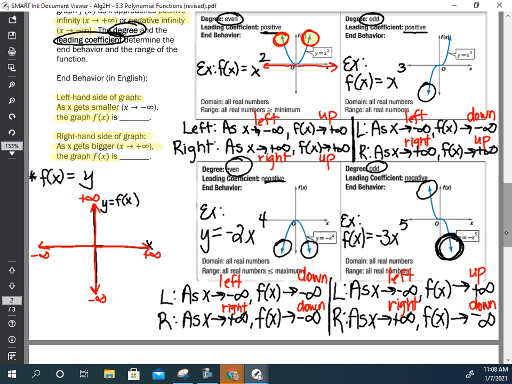Any questions on the four types? These are the only four types. So that means it's got to fall in one of these four categories.